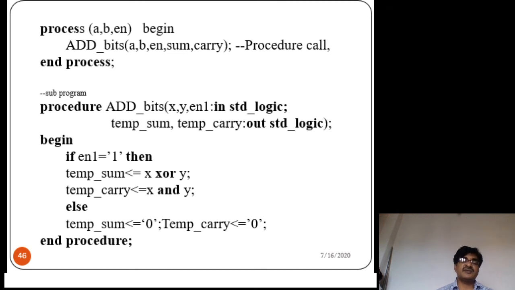Clear? We have two types of subprograms. One is function and another one is procedure. The difference between these two is that a function can return only one value, whereas a procedure returns nothing or many values. So clearly observe the syntaxes of functions and procedures.